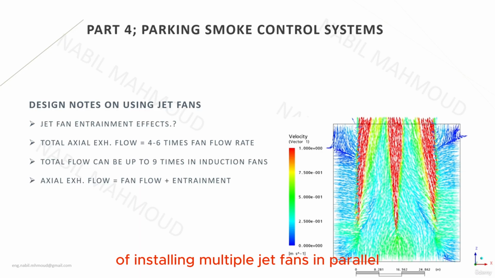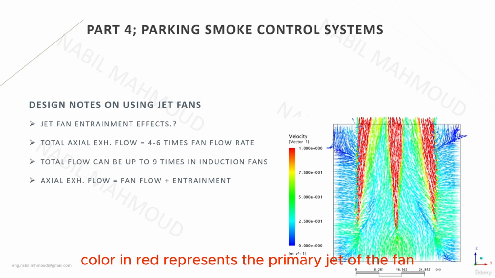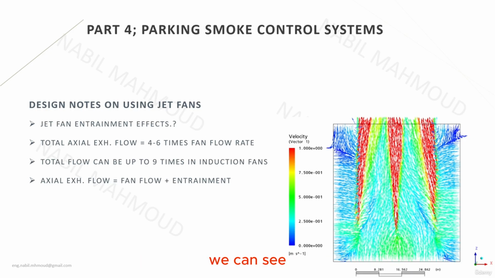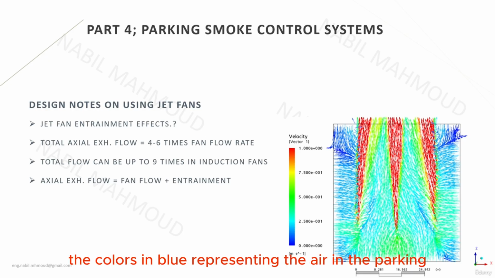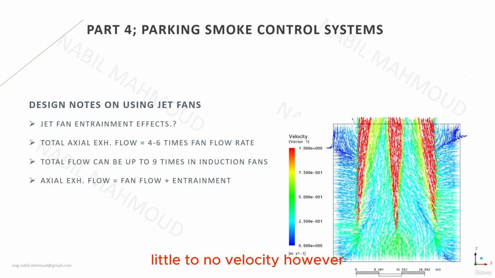Following up on the entrainment effect, here is an elaboration of the effect of installing multiple jet fans in parallel. If we refer to the figure on the right side of the screen, we can see 3 jet fans installed side by side in a confined space, and this confined space can represent a parking or any other enclosure. The color red represents the primary jet of the fan. The blue represents the air in the parking or in the enclosure, and the air in blue has relatively little to no velocity.